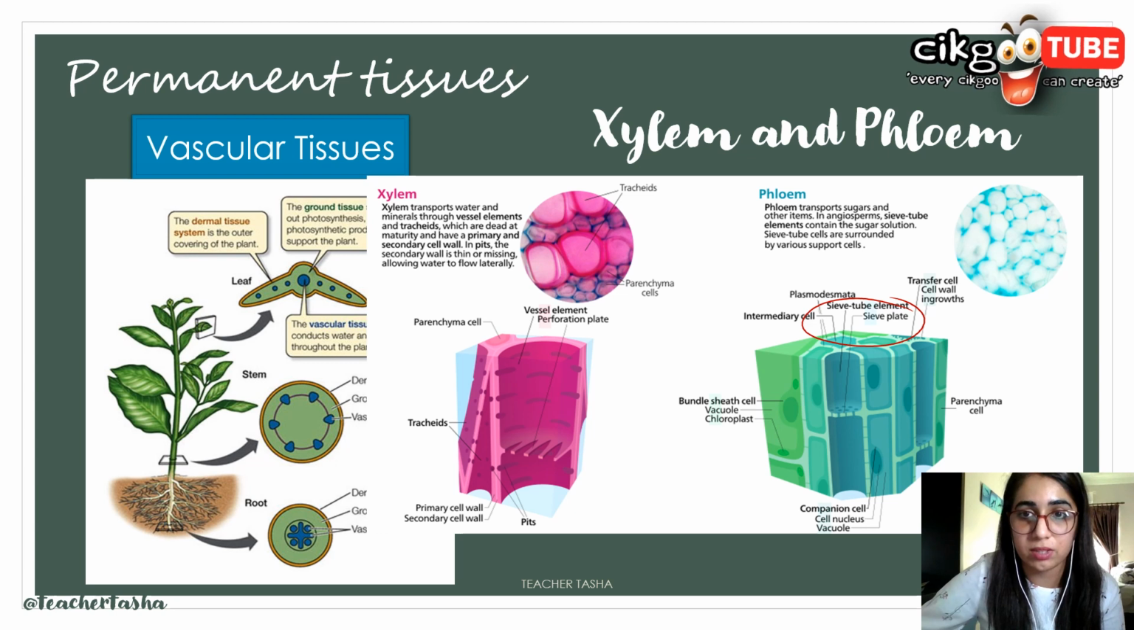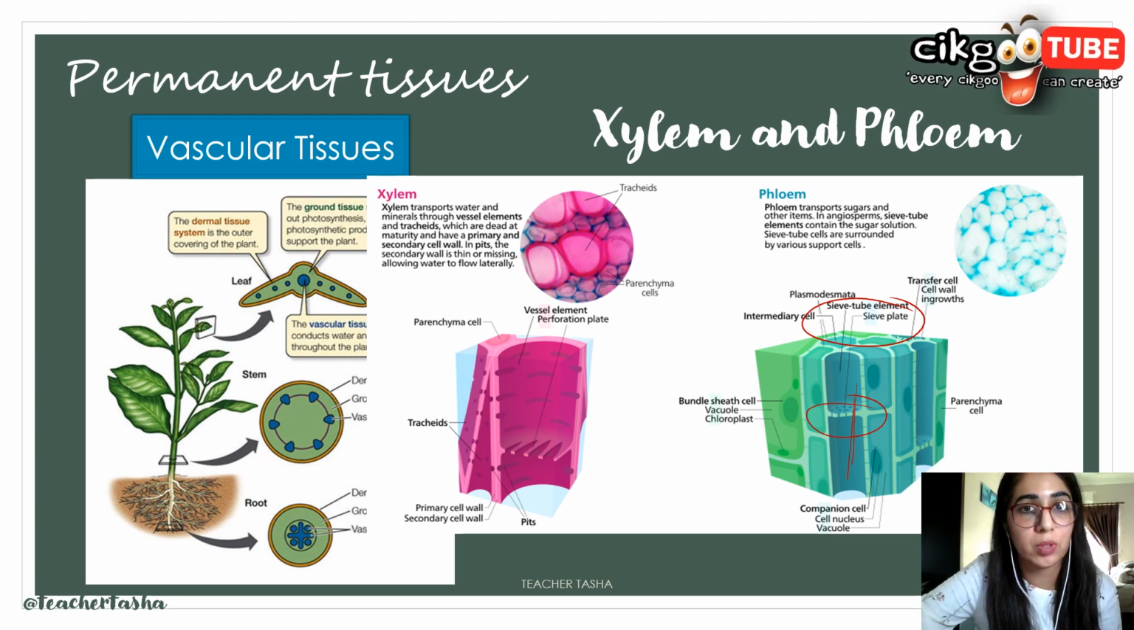So this is also a tube, and they have the sieve plate here. Okay, so this sieve tube does not have any organelles such as nucleus and ribosome as they decompose at the maturity stage. The phloem also consists of sieve tubes which are arranged end to end to form a long continuous tube, also from the roots to the leaves.